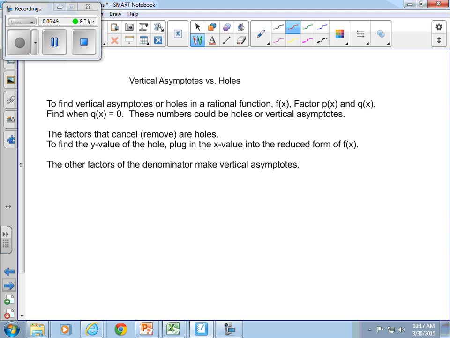If the denominator equals 0 and the factors cancel out, you get what's called a hole in the graph. If the denominator equals 0 and the factor does not cancel out, you get what's called an asymptote. Don't worry too much about explanation here. You'll see it when we graph it, when I show you a graph in just a minute. But that's the big difference between vertical asymptotes and holes.